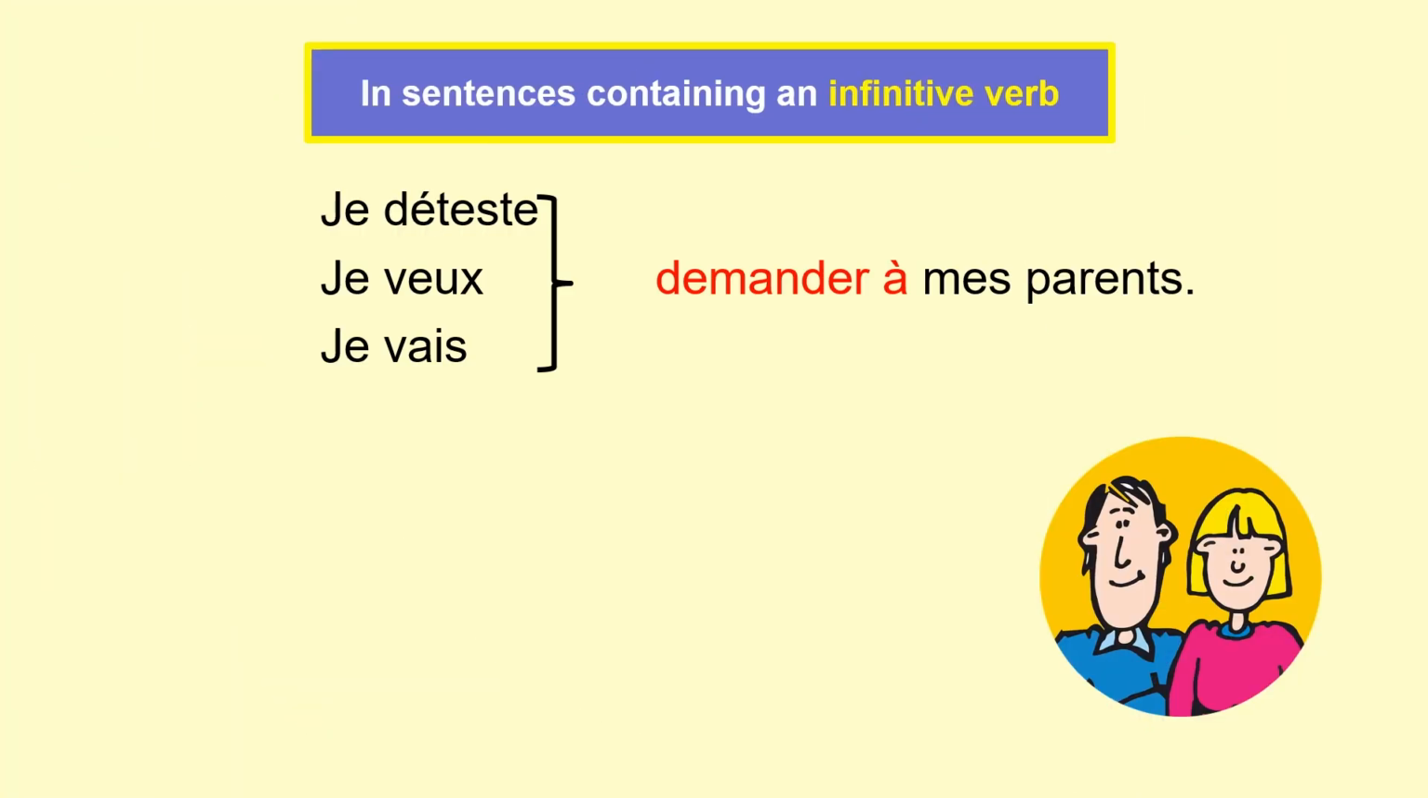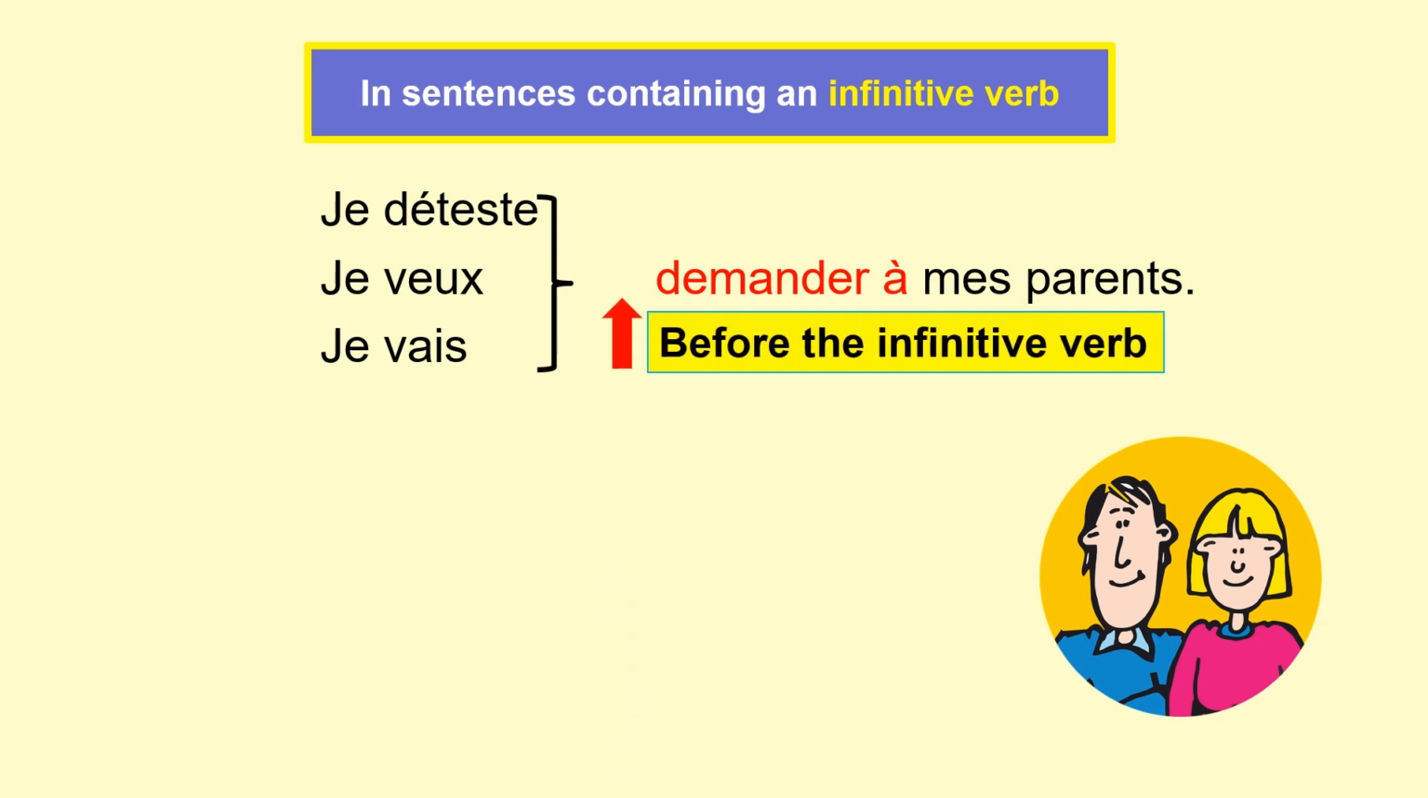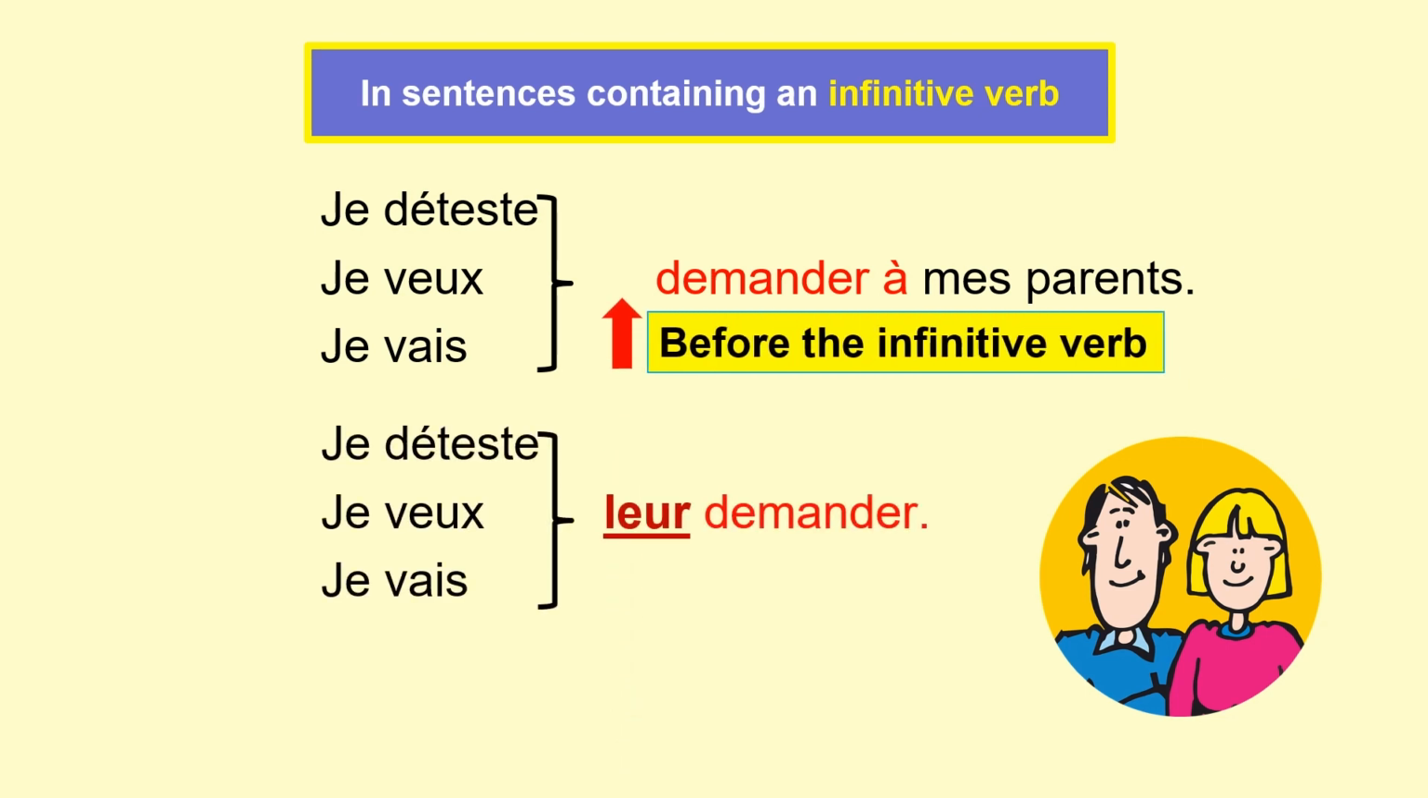In sentences containing an infinitive, je déteste demander à mes parents. I hate to ask my parents. Je veux demander à mes parents. I want to ask my parents. Je vais demander à mes parents. I'm going to ask my parents. The pronoun goes before the infinitive verb. So we end up with je déteste leur demander. I hate asking them. Je veux leur demander. I want to ask them. Je vais leur demander. I'm going to ask them.